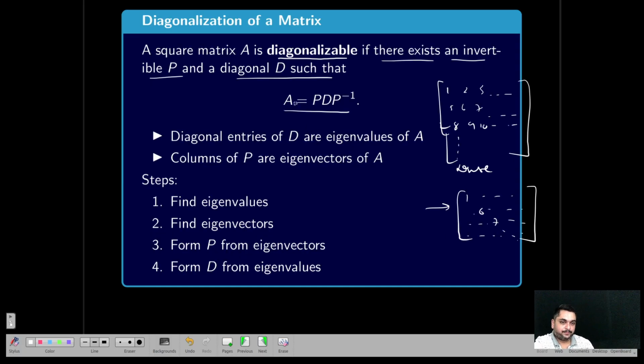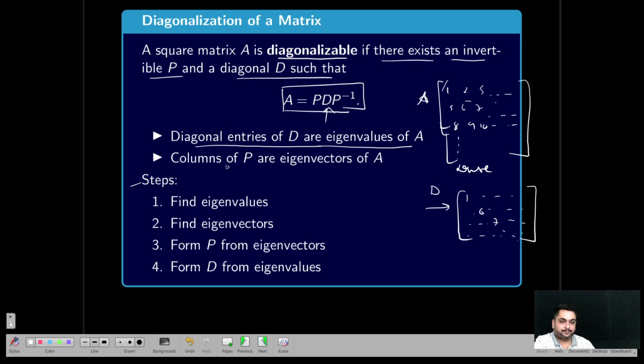To convert this, there are some conditions. How to convert, and what steps you have to follow to check the diagonalization of a matrix. This condition should be satisfied: P into the diagonal matrix into P inverse should be equal to A. The diagonal entries of D are eigenvalues of A. So if I give a matrix A, the eigenvalues of this matrix form your diagonal matrix D. All the eigenvalues will be the diagonal elements of the diagonal matrix.